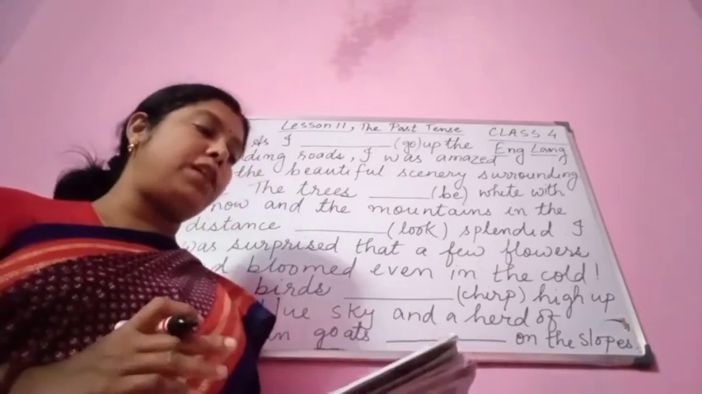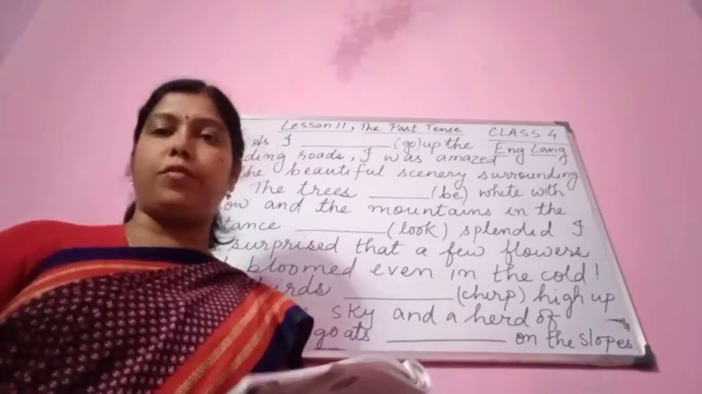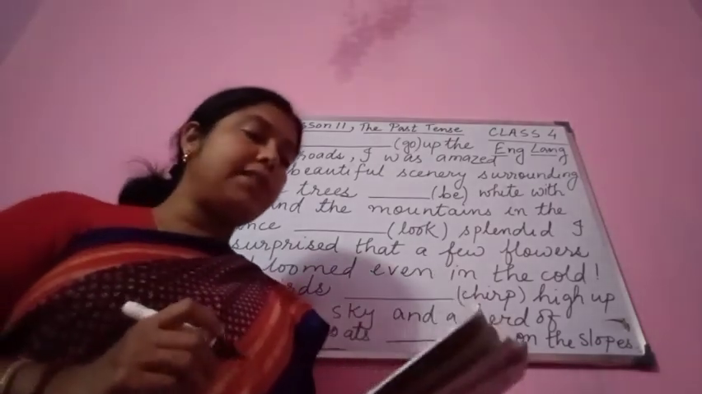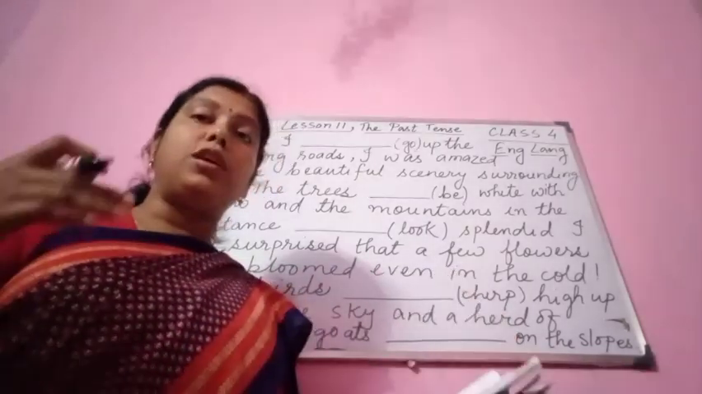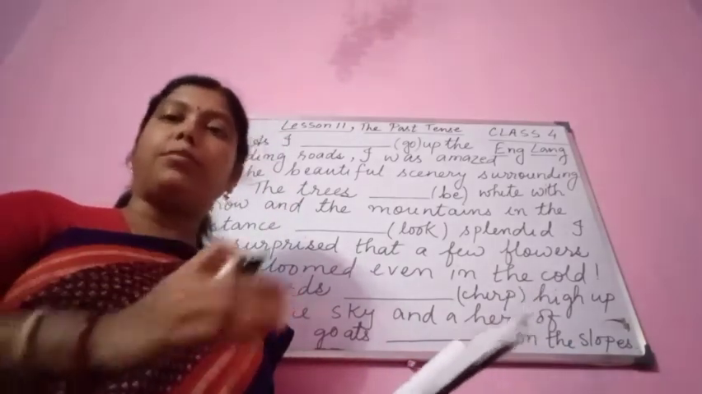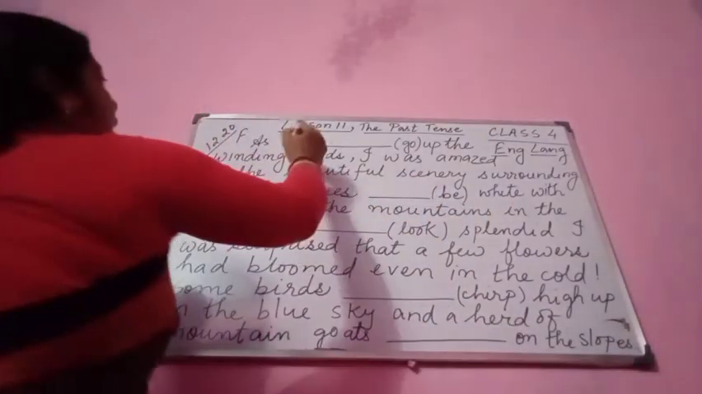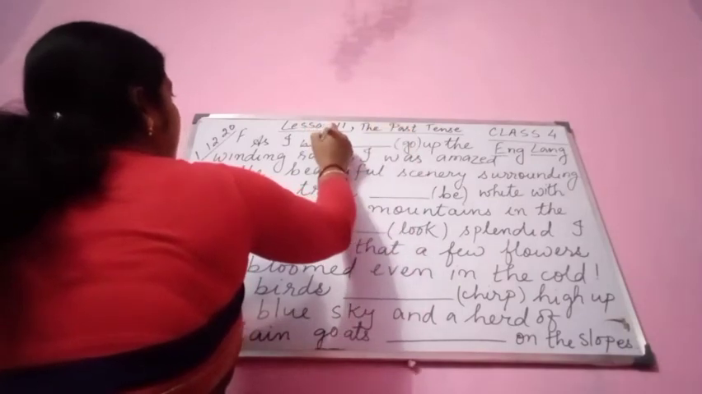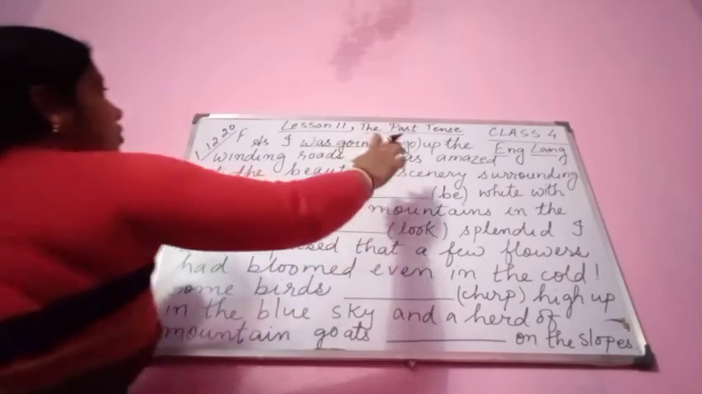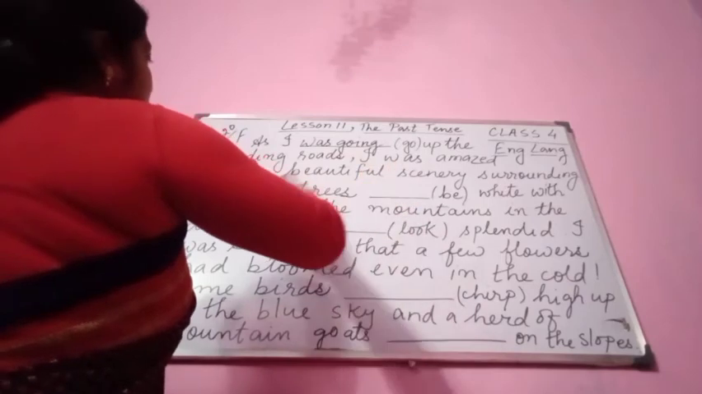So here we have to fill up this passage with simple past or past continuous tense according to the sentences. Alright, so you see here, as I was going up the winding roads, because you have already done this work in the past, but you are going for quite some time, you have to go. Okay, so as I was going up the winding roads, as the verb is already given here, go. As I was going up the winding roads, I was amazed at the beautiful scenery surrounding me.